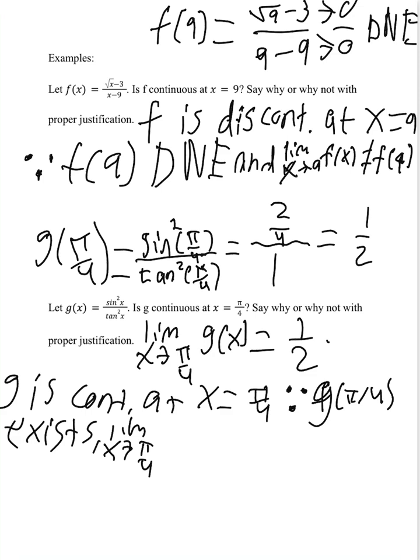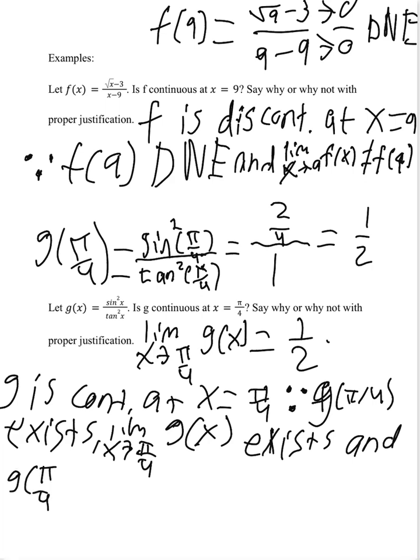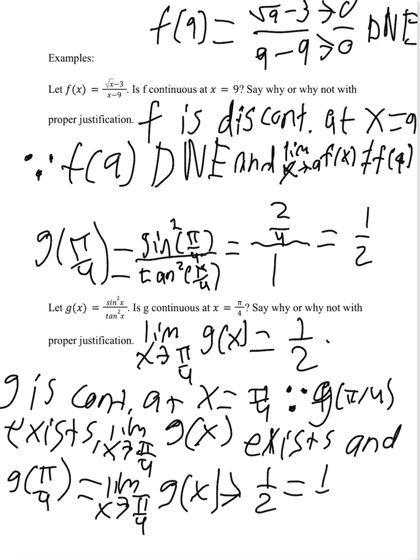The limit as x goes to pi over 4 of g of x exists, and g of pi over 4 equals the limit as x goes to pi over 4 of g of x. So g is continuous at x equals pi over 4 because g of pi over 4 exists, the limit exists, and they're equal to each other. And then I'll write 1/2 equals 1/2 just for further specification.